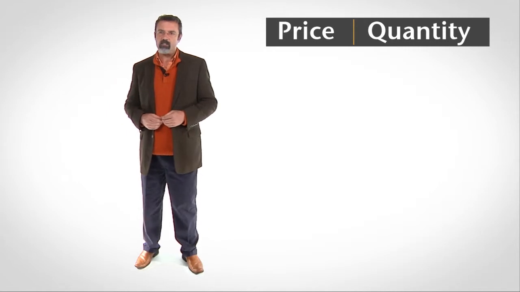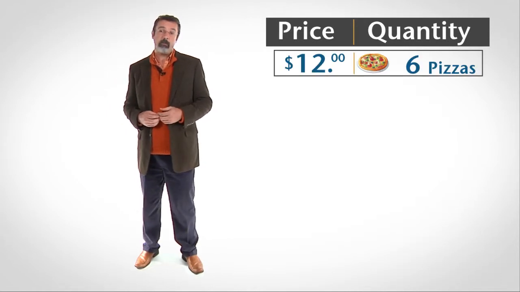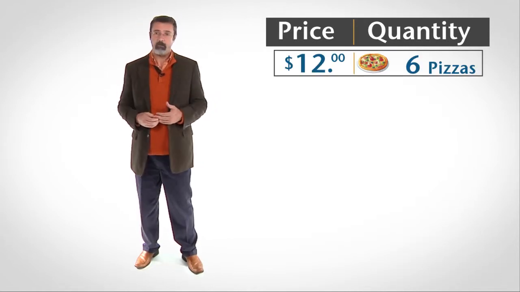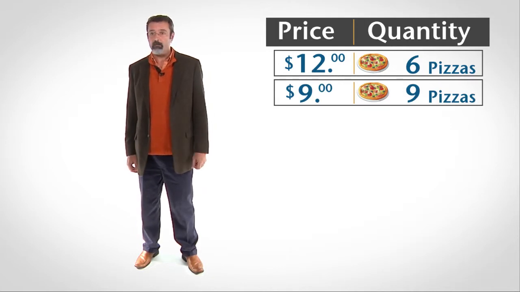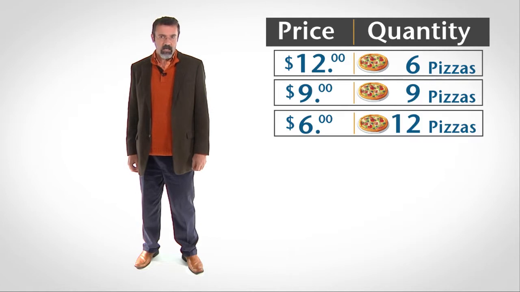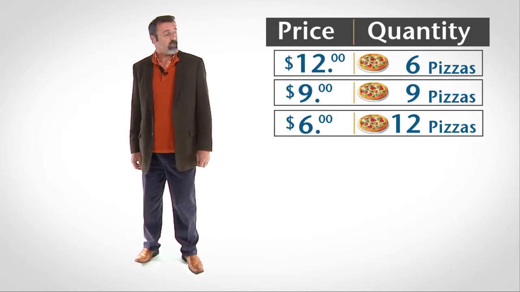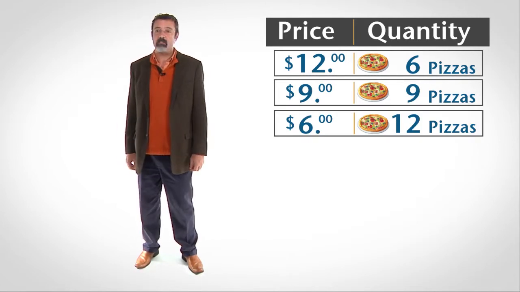For example, let's suppose that if the price of pizza were $12, you would be willing to buy 6 pizzas per month. If the price of a pizza were $9, you would be willing to buy 9 pizzas per month. And if the price of a pizza were $6, you would be willing to buy 12 pizzas per month. All of this information together, along with how much pizza you'd be willing to buy at all the other possible prices, is your demand for pizza.